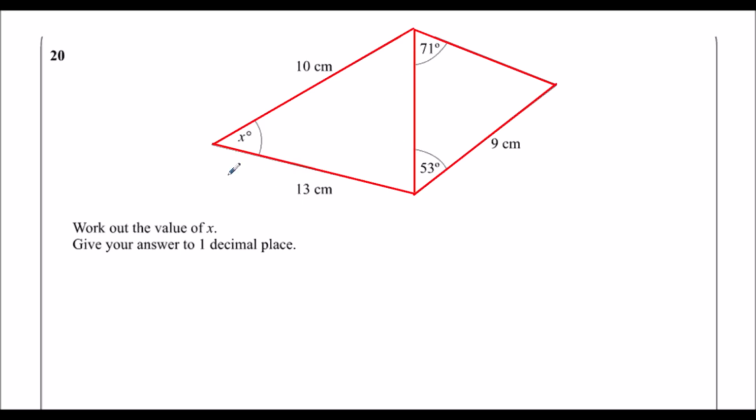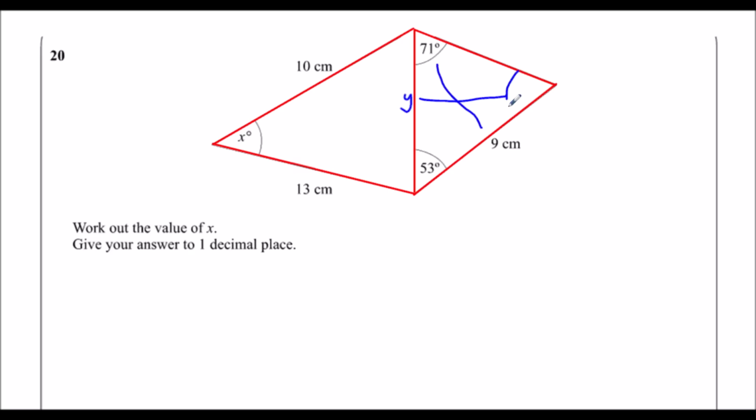So there's not enough information in this triangle on the left to find x at the moment, but if we knew the shared length, we could use the cosine rule to find the angle, and we use the cosine rule to find an angle when we know all three lengths. So how can we work out this shared side? We can use the sine rule. Now the sine rule is for opposites. So we've got 71 opposite 9. And we don't actually have the angle opposite our y at the moment.